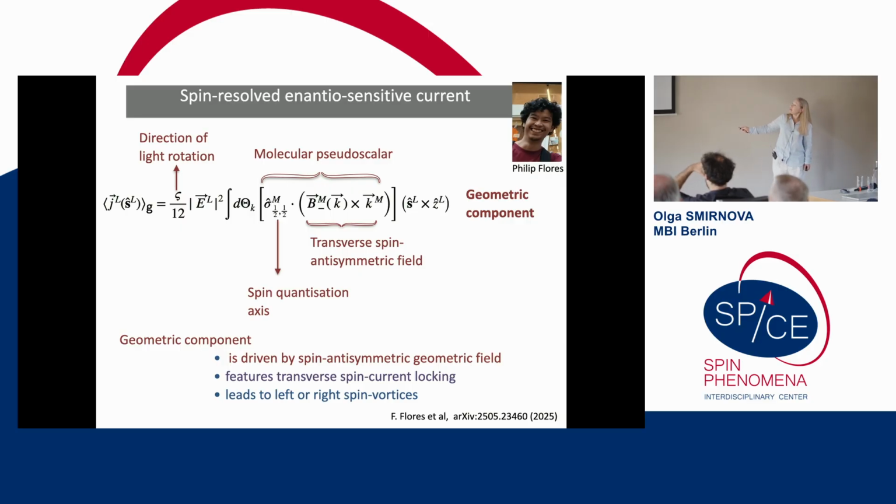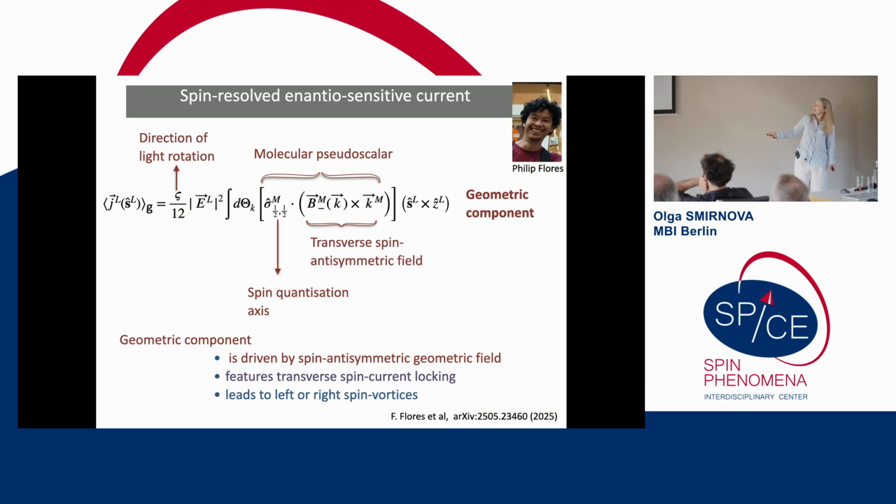Now, the molecular pseudoscalar explicitly involves a geometric field, which is antisymmetric with respect to spin. And you see that you have a transverse component of this field, which is orthogonal to k. Everything depends on how well this projects onto the spin quantization axis, and you again average over all k on your energy shell. So now we have the transverse spin current locking, and there is an interesting geometry which arises, which leads to left or right spin vortices.